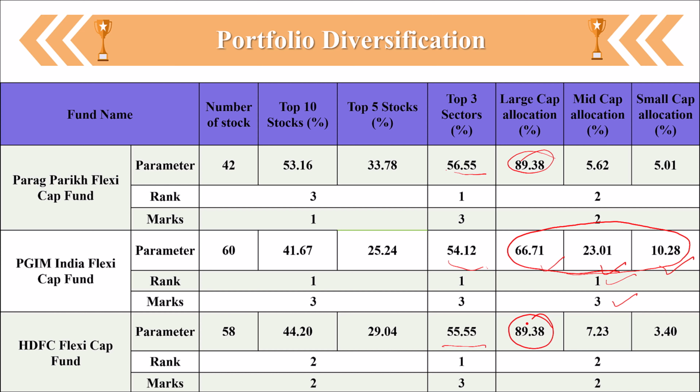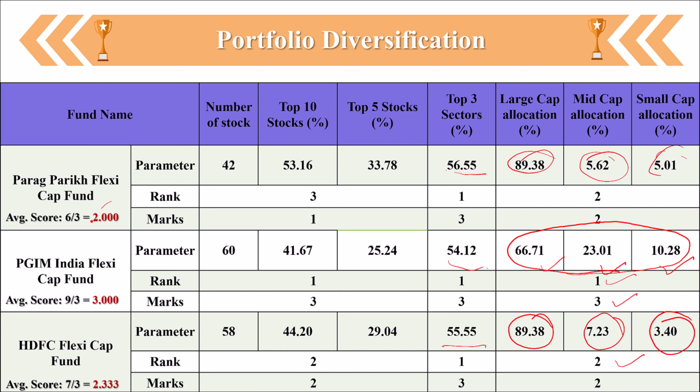Similarly, we will calculate the average marks. Average marks is nothing but the summation of all the marks divided by the number of parameters, which is 2 for the Parag Parikh Flexi Cap Mutual Fund. For the PGIM India Flexi Cap Mutual Fund, it comes out to be 3, and for the SDFC, it comes out to be 2.33. In the portfolio diversification part, we have assigned a weightage of 10%. So we will take 10% of this, and it would come out to 0.2. PGIM India Flexi Cap Mutual Fund will get 0.3, and the SDFC Flexi Cap Mutual Fund will get 0.233. So these are the weighted average marks.